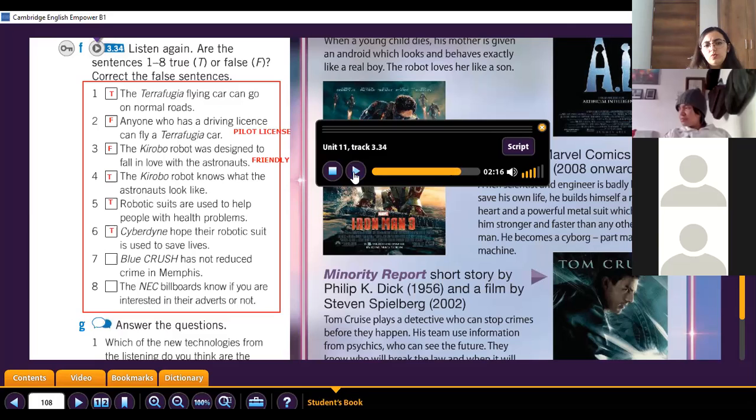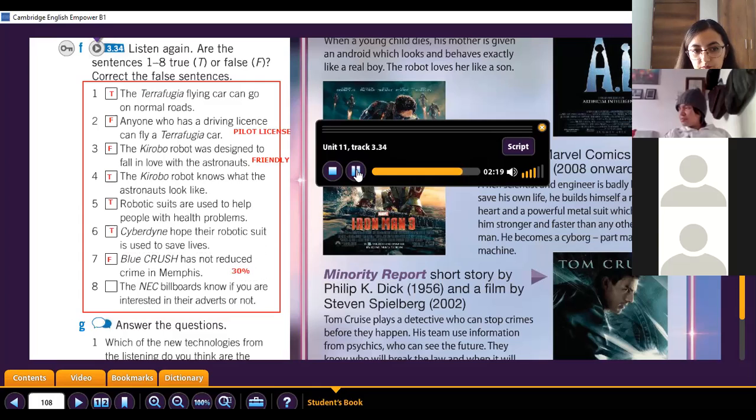So, do you think it's true or false? Very good, Patty. Patty tells us it's false. It's totally false because the crime, in fact, has gone down by 30%. So this program works. It seems to be working. Let's see what's the answer of number 8.